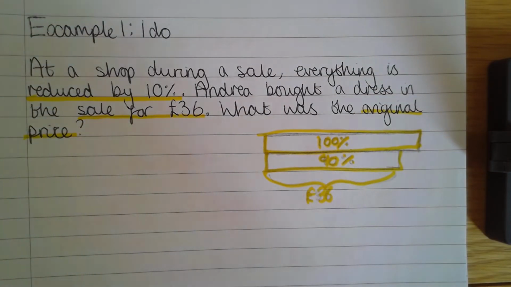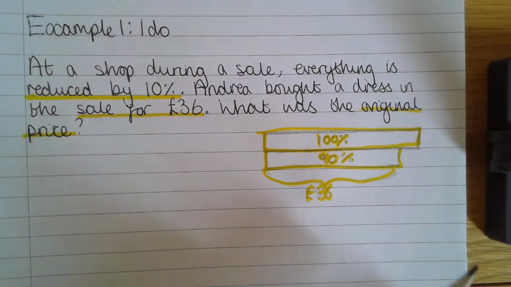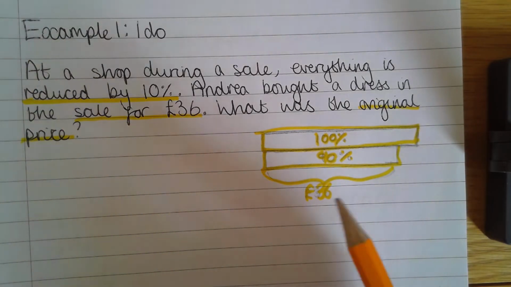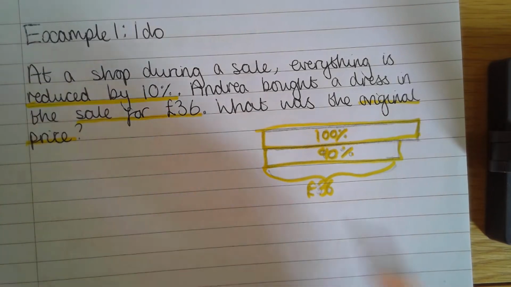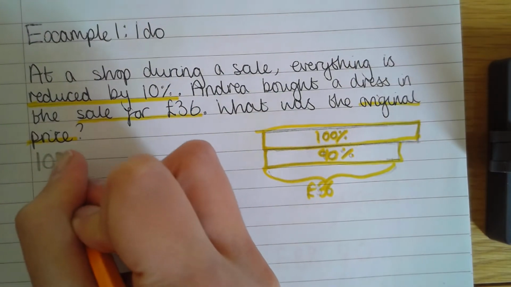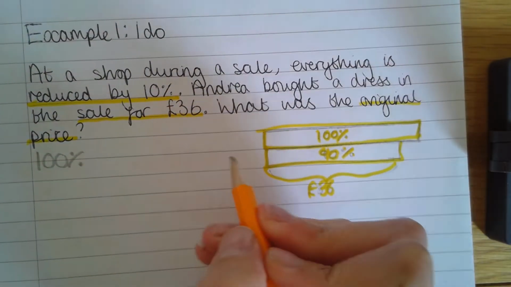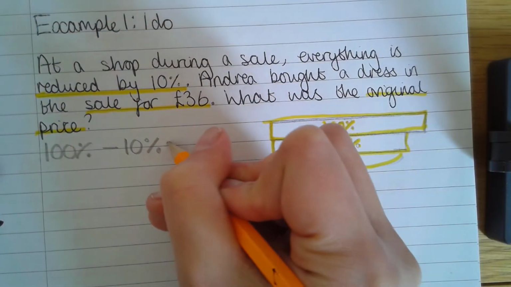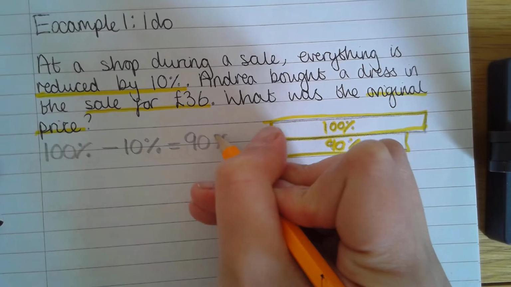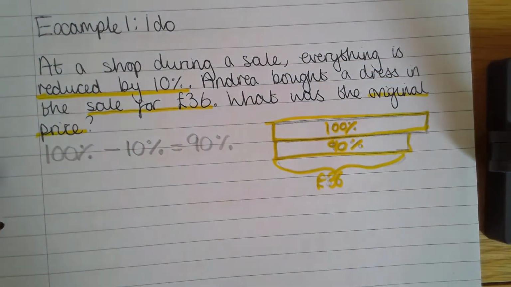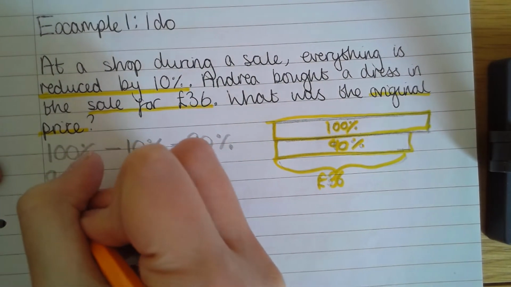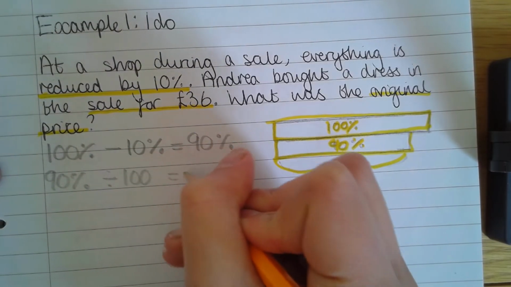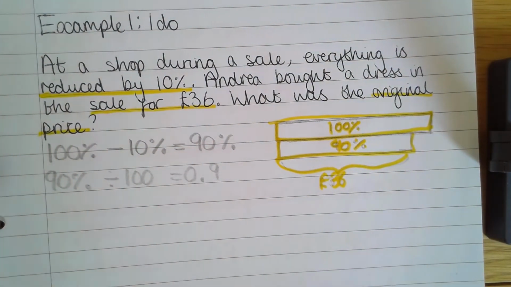Okay, it's not very clear because it's in yellow, but that's just to show you kind of using bars. So what we've been doing these last couple of lessons, we know it's reduced by 10%. So we've got 100%, reduced means we're going to take it away, reduced by 10%, and we're left with 90%. Okay, find our multiplier as usual. So 90% divided by 100 is 0.9.